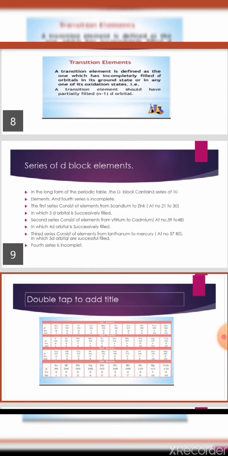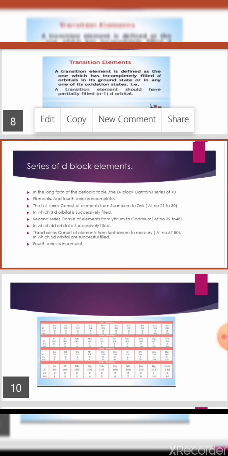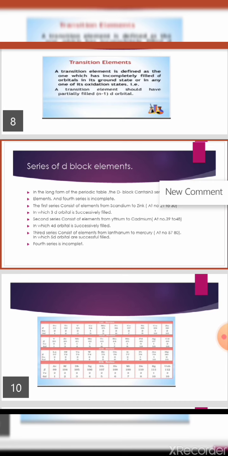The fourth series is incomplete, which begins with actinium, in which the 6d orbital is successively filled. These are the series of d block elements.